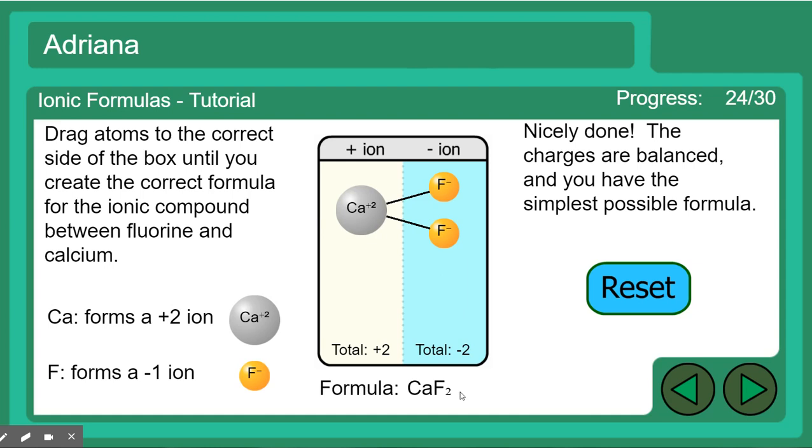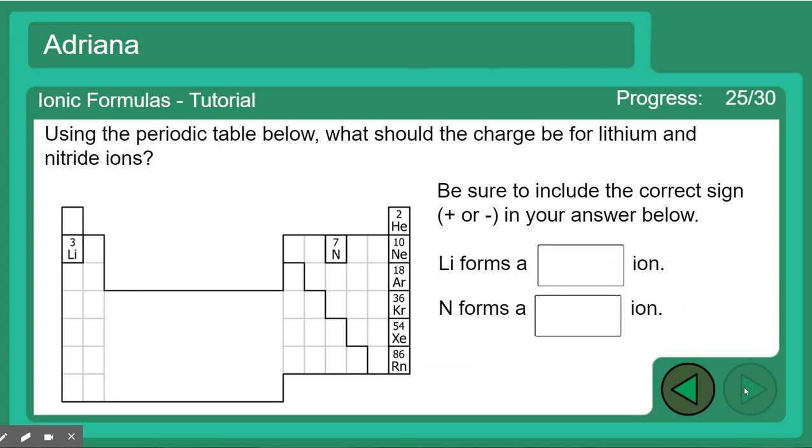And that forms this ionic formula of calcium fluoride, where we have a little 2, a subscript of 2 after the fluorine element symbol, to indicate that we needed 2 fluorine atoms. We needed 2 fluoride ions to match up with 1 calcium ion.